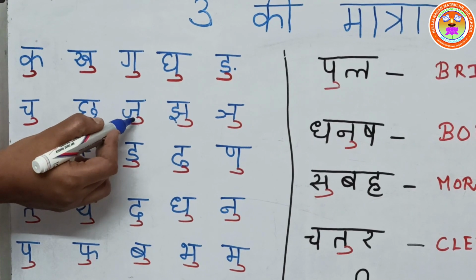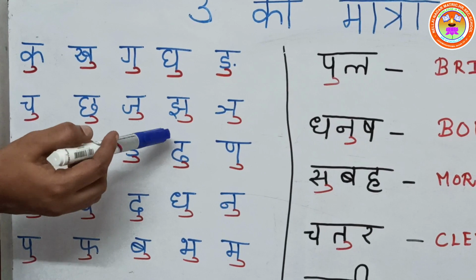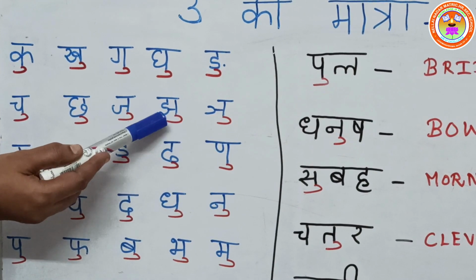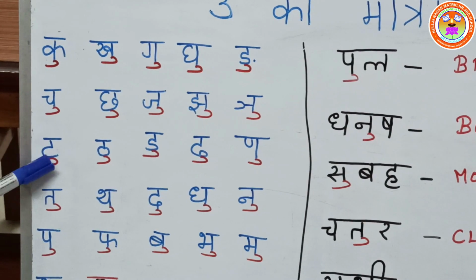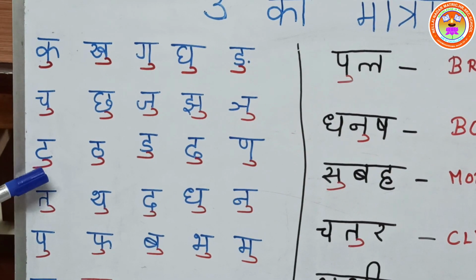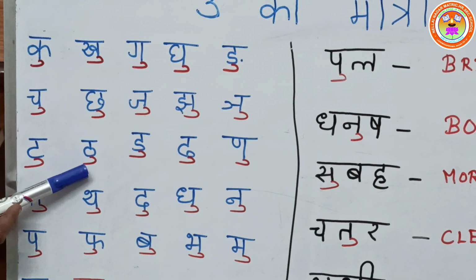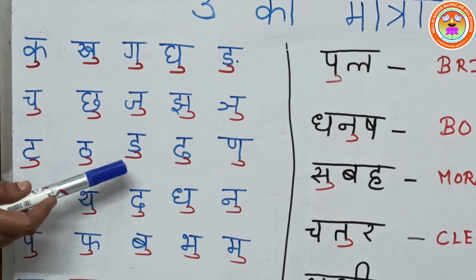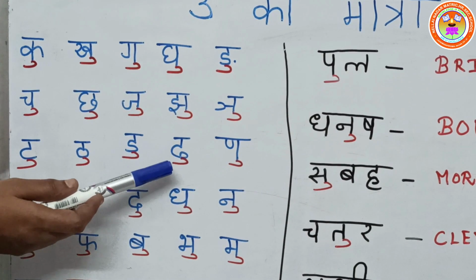When J is added with U ki matra, it becomes JU. Next line children. When T is added with U ki matra, it becomes TU. When D is added with U ki matra, it becomes DU.